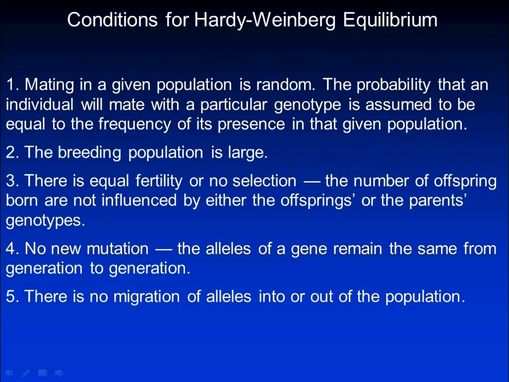Hardy-Weinberg equilibrium requires the following conditions. First, mating in a given population is random. Second, the breeding population is large. Third, there's equal fertility and no selection. Fourth, no new mutation. Finally, there's no migration of alleles into and out of the population.